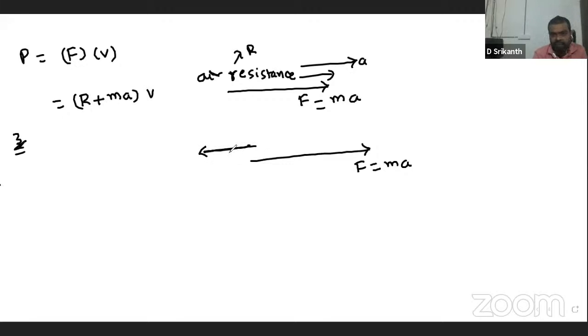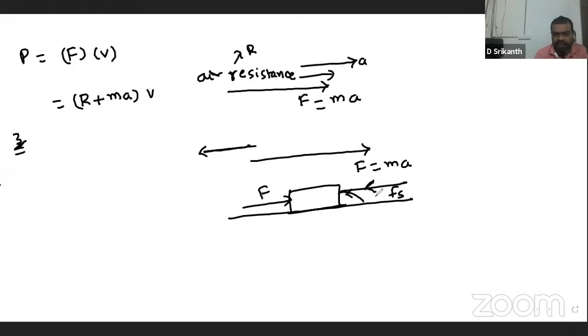Air resistance will be in the opposite direction, which will obstruct the object. Now in frictional force also, if we apply a force, the ground or surface will apply an opposing force, which brings the object to rest. We call it static friction. In such cases, when F is equal to R, which is equal to static friction, then the body is at rest.